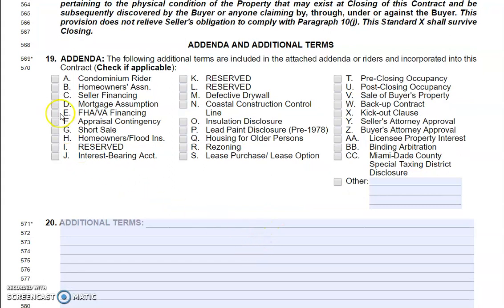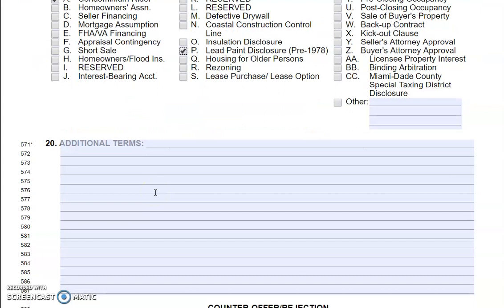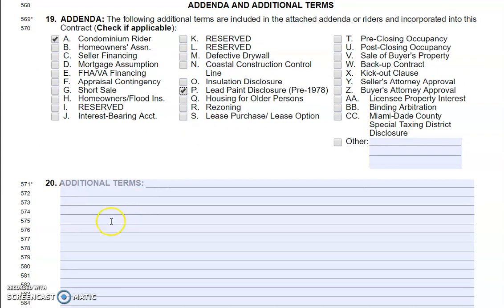Then we go here. Okay, it's the addenda that's going to be included in this contract. For example, we know that this is a condo rider. It's part of a condominium. So we're going to add the condominium rider addendum that you can find in your office normally. Now we know that the property was built before 1978, so it may have lead paint. So we put that addendum also. So whatever you mark here, remember that has to be an addendum signed by both parties, buyer and seller, with the ones that you put here.